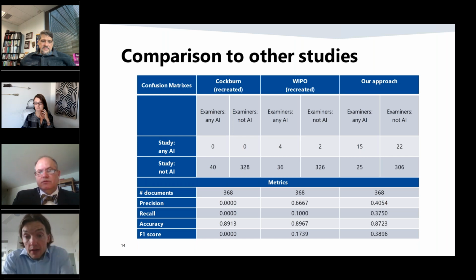We also recreated the WIPO approach. They had a really nice and thorough landscape study that came out, I think, in 2019, and theirs was a classification and keyword-based approach. Out of the 40 documents that we identified as AI in this remaining set with the patent examiners, they classified 4 of them as being AI. So it's quite low recall, 10% recall. For precision, they identified 6 as being AI, 4 of them were AI, so you get much higher precision.